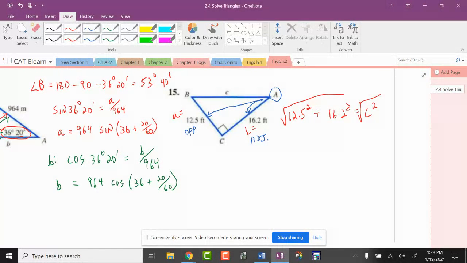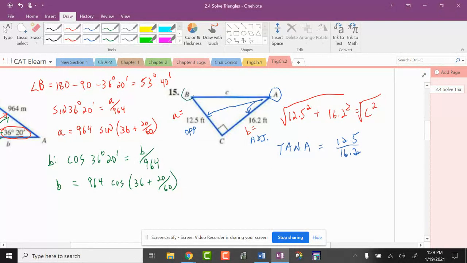Opposite over adjacent is tangent. What you do is take the tangent of A. Make sure your calculator's in degrees. And that is 12.5 over 16.2. Then changing colors again really won't let me write that too. I don't know if green really sticks out compared to blue, but we'll do it anyway.